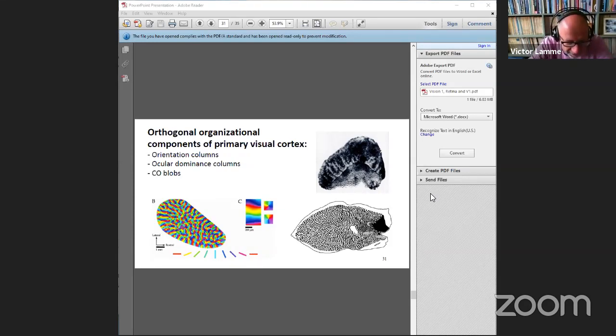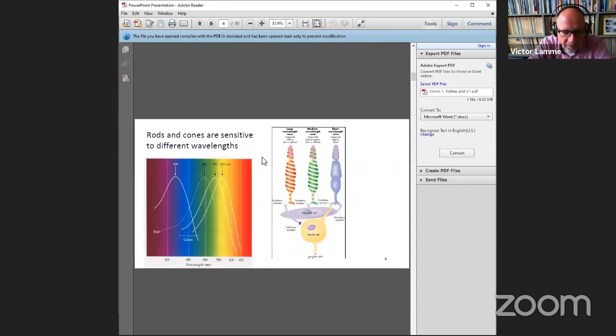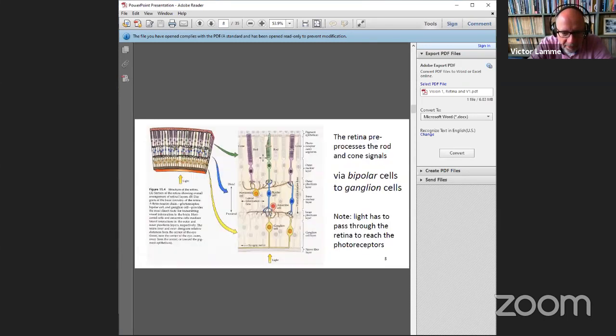So let me share the right. Is my screen still shared? Yeah, I think so. Okay, so if we go back to say this slide, of course, rods and cones, which you see here, all have to go through these bipolar cells and then reach the ganglion cells, and the ganglion cells project to the LGN.